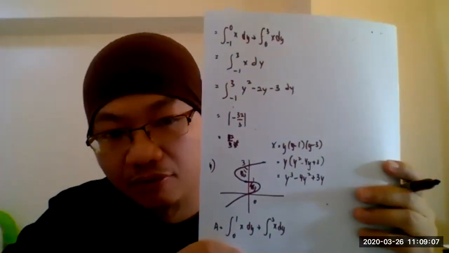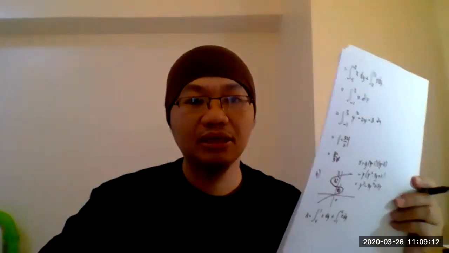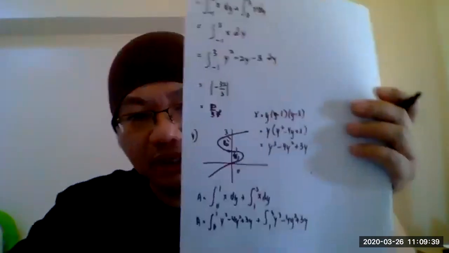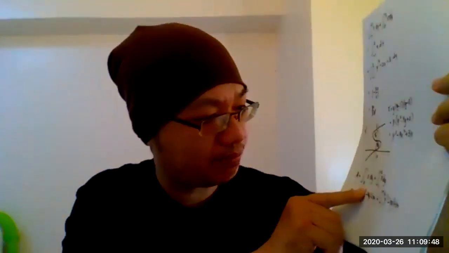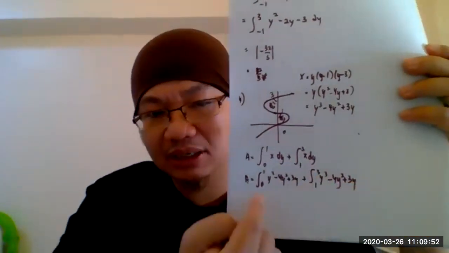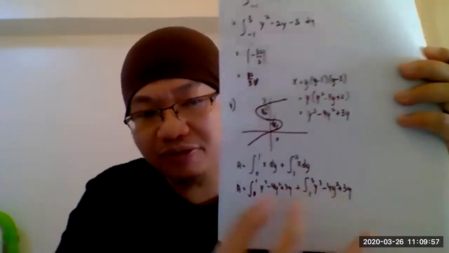When we do the normal expansion, we're supposed to get y cubed minus 4y squared plus 3y. Okay, we still have 5 more minutes before the end of the live Zoom here, so let's go a bit faster. So area equals the integral from 0 to 1 of y cubed minus 4y squared plus 3y, plus the integral from 1 to 3, the same thing, cut and paste. The limits are different: 0 to 1, and 1 to 3. Now you do the normal integration on both sides.